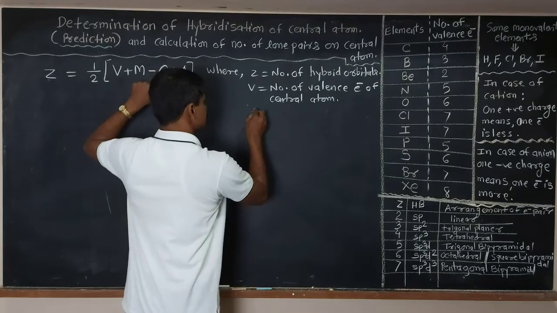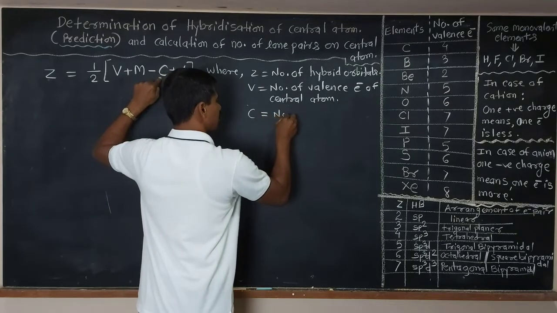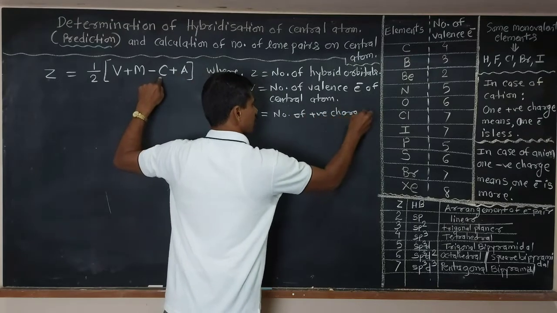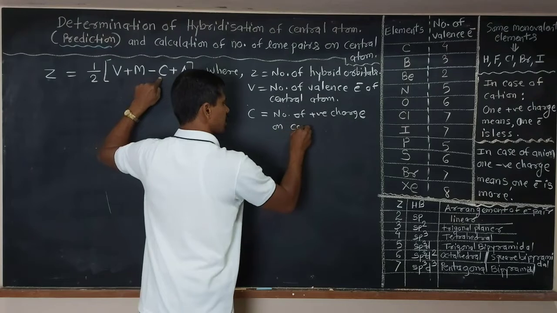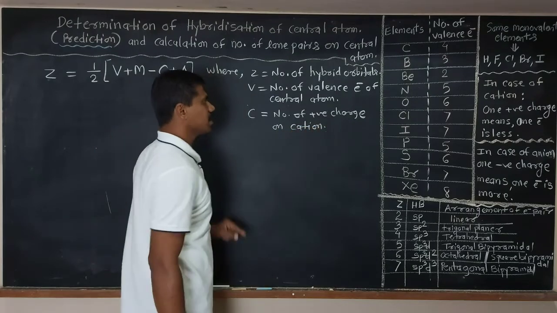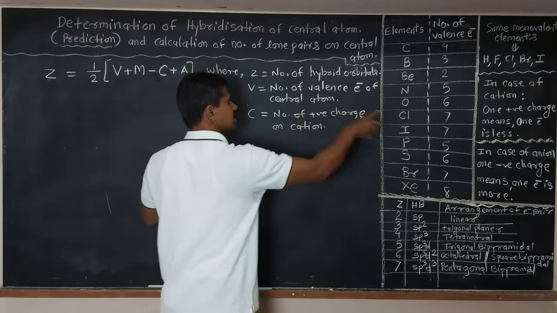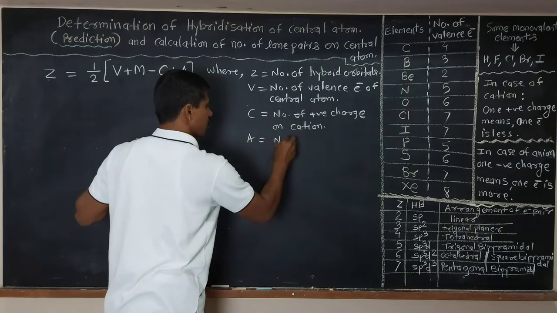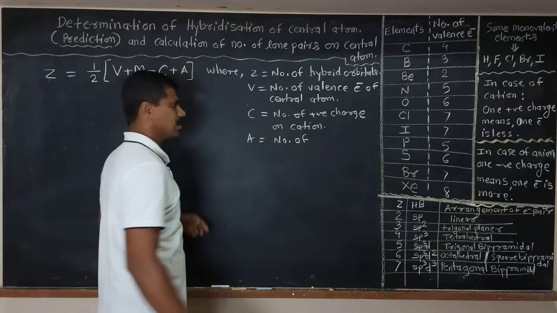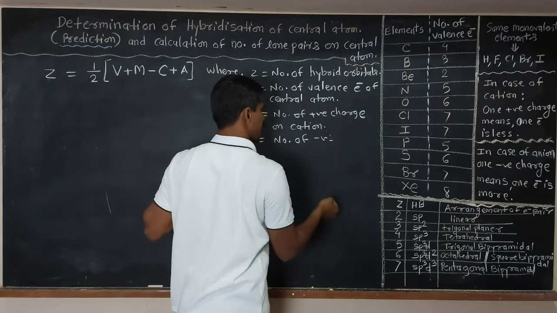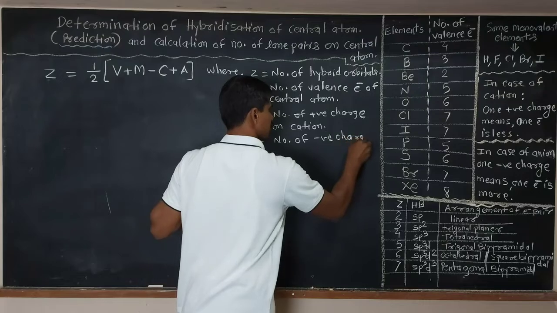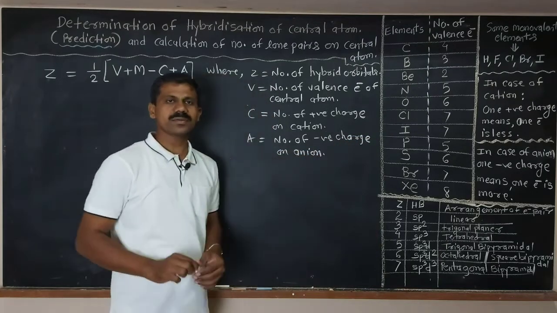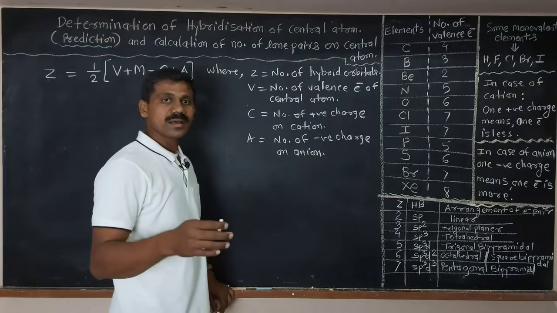Then what is the meaning of C? C is the number of positive charges on a cation. And A is the number of negative charges on an anion. Okay, very good. Then how to calculate the number of lone pairs? It is also very important.